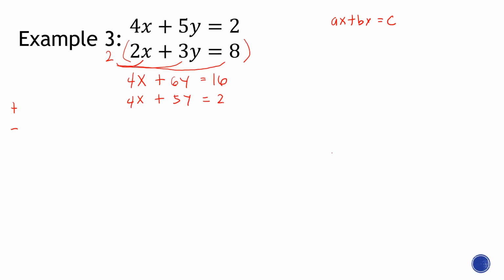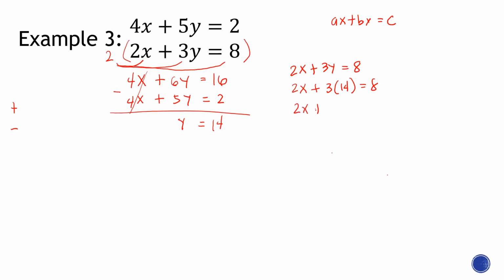So here it's clear that we will use subtraction, because 4x minus 4x will be equal to 0. That's what we want, right? 6y minus 5y is equal to y, and then 16 minus 2 is equal to 14. So we have the y, we just need to solve for x. This time, let's use the second equation. So 2x plus 3y equals 8. 2x plus 3 times 14, our y is 14, equals 8. So 2x plus 3 times 14, which is 42, equals 8.